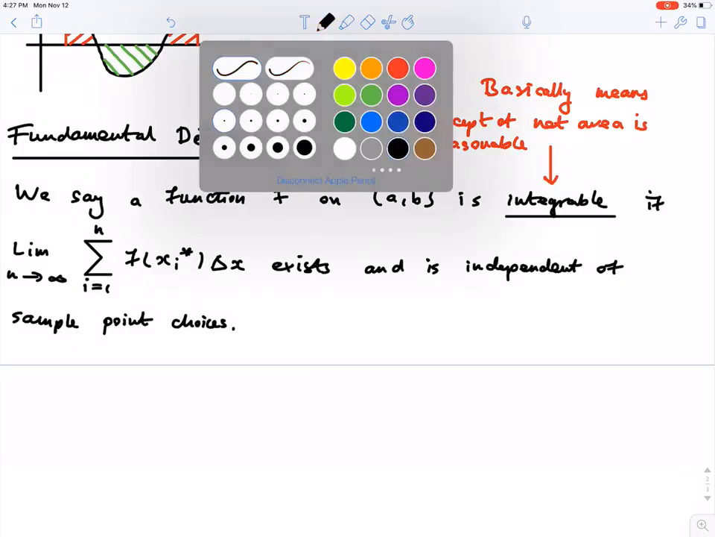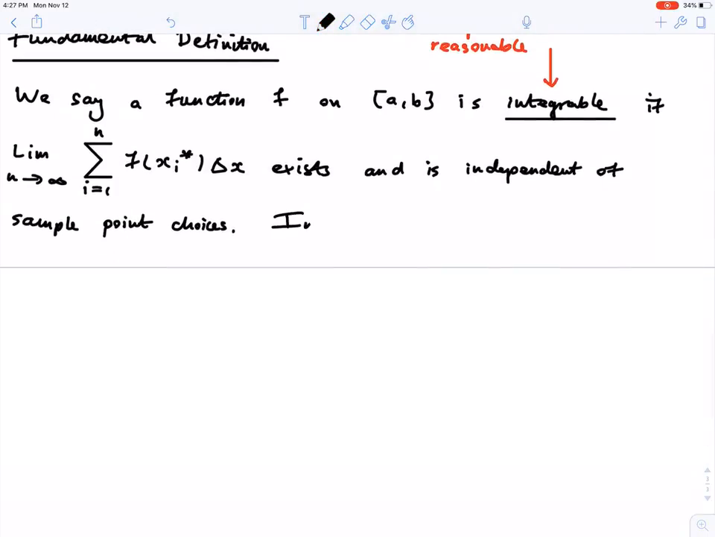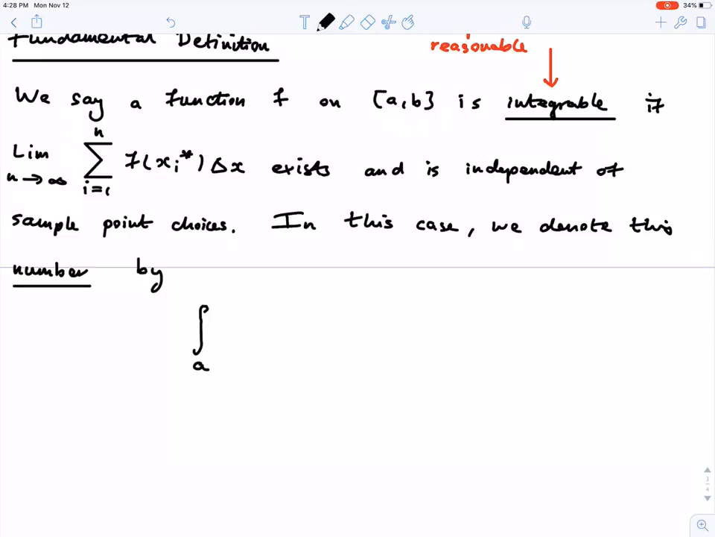Okay, so in this case, this limit is given a name. In this case, we denote this number. So it's just a number. It's very important. So what is it? It's a limit of a sum. So we write this as kind of an elongated S, which is called an integral symbol, with an a and a b here to represent the fact we're doing it over the closed interval [a, b], f of x dx. This, by definition, is exactly what I've written above: the limit as n approaches infinity of this.